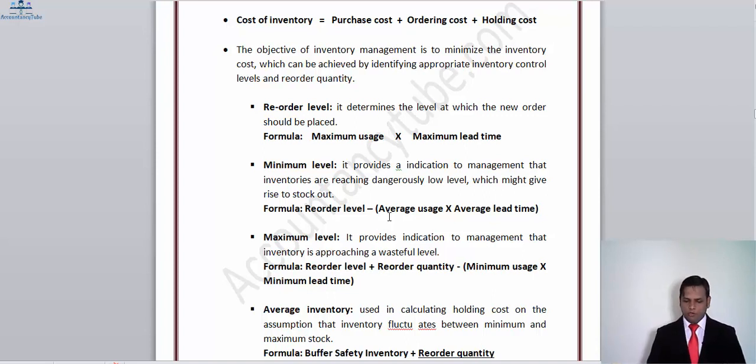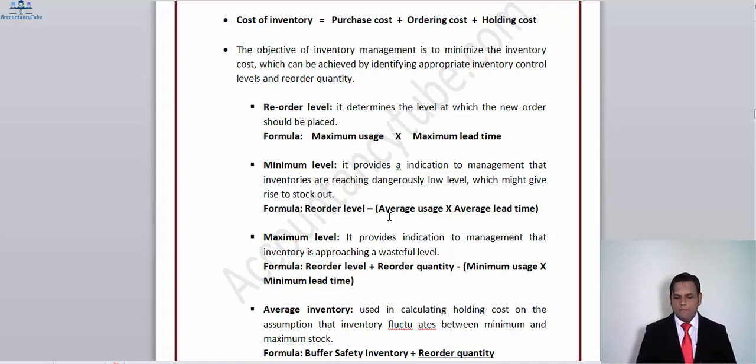We have got a reorder level, which determines the level at which a new order should be placed. This is a bell ringing area where management gets a signal or an indication that we now need to place our next order of supplies. Then we have got a formula for it, that is maximum usage and maximum lead time.